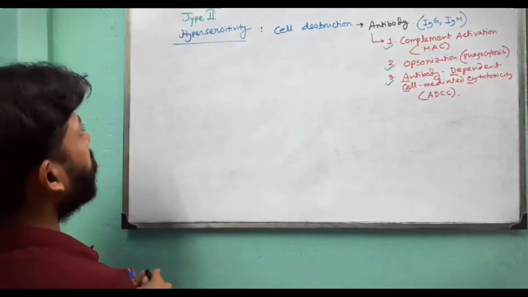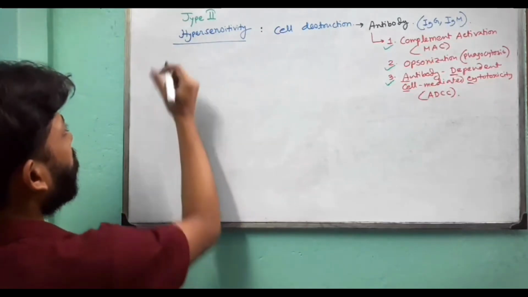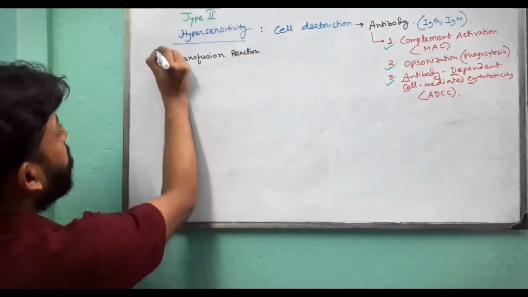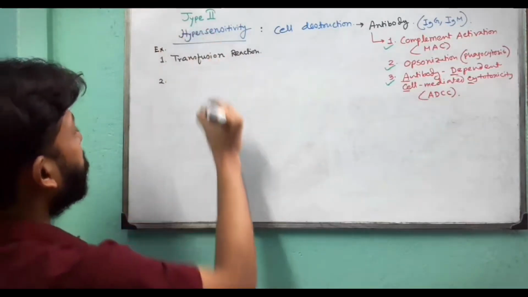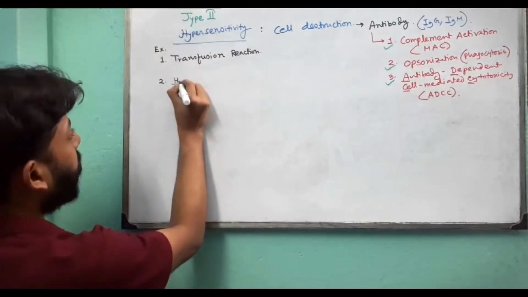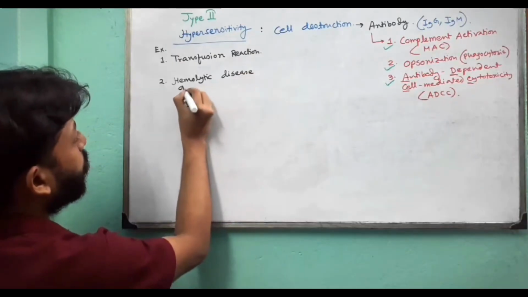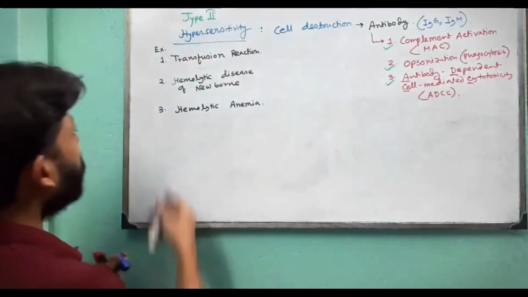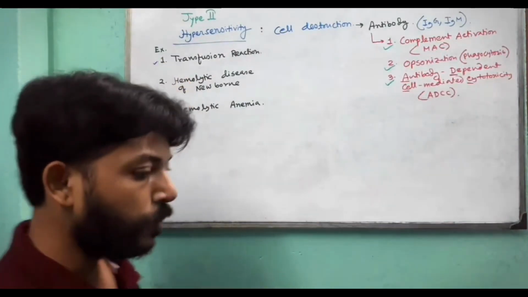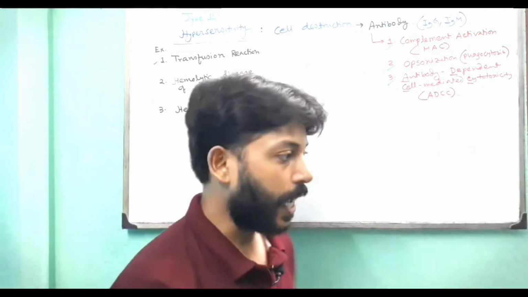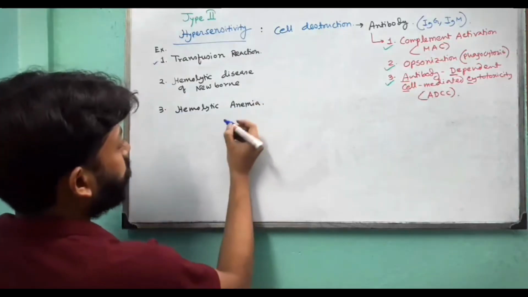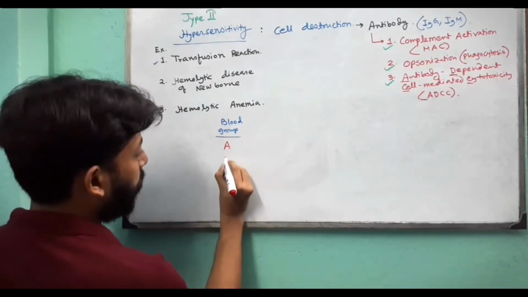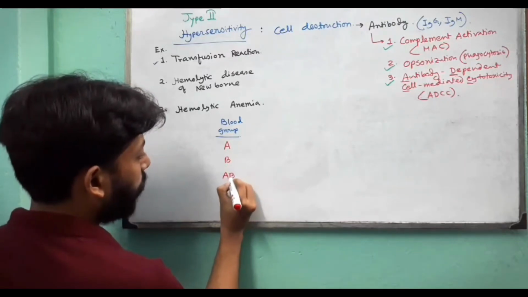And the examples of type 2 hypersensitivity are: the first is transfusion reaction, the second is hemolytic disease of newborn, and the third is hemolytic anemia. The first is transfusion reactions. Transfusion means blood donations. And as we know, there are four blood groups: A, B, AB and O.